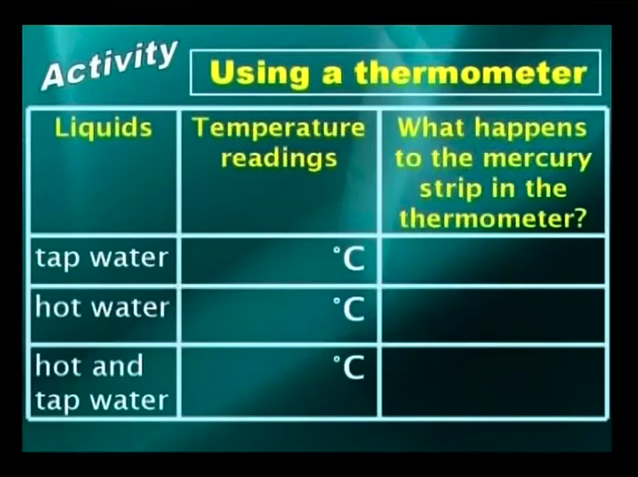Okay, what water are you starting with? Tap water, then to warm water, and then to hot water. Okay, you clip it, do this. Yes.